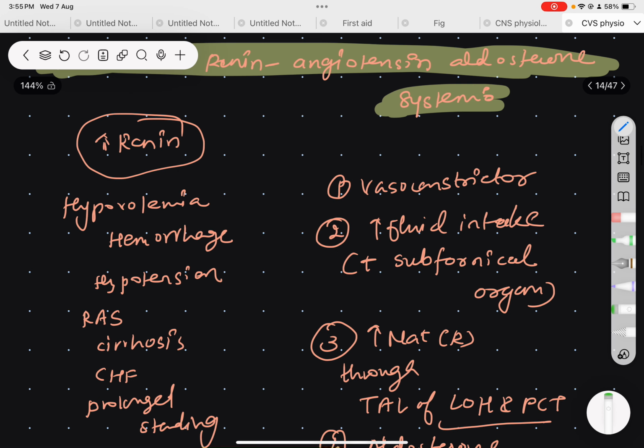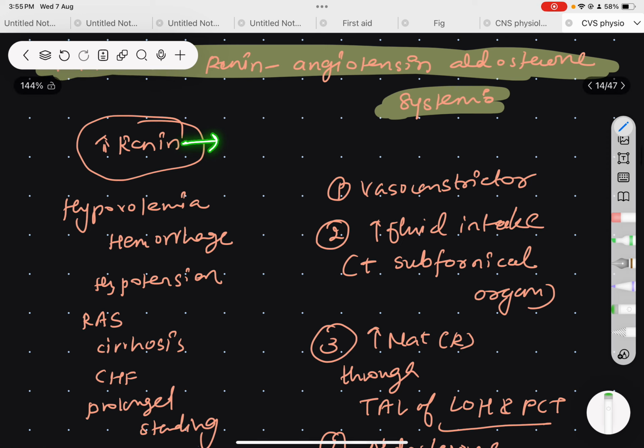And the effects are, we know that renin stimulation will cause angiotensinogen, that is from the liver, to convert into angiotensin 1, and this angiotensin 1 will be converted into angiotensin 2 by the enzyme ACE, that is angiotensin converting enzyme. So angiotensinogen, that is secreted from the liver, renin will convert this into angiotensin 1, and this angiotensin 1 will convert into angiotensin 2 by ACE, that is secreted from the lungs.